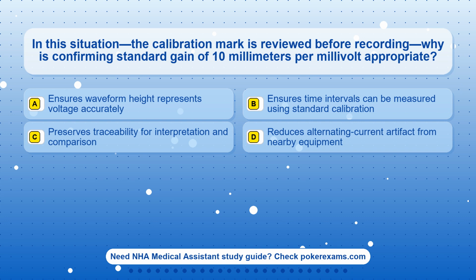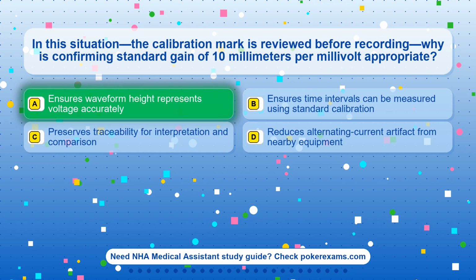Question 19. In this situation, the calibration mark is reviewed before recording. Why is confirming standard gain of 10 mm per millivolt appropriate? Option A. Ensures waveform height represents voltage accurately. Option B. Ensures time intervals can be measured using standard calibration. Option C. Preserves traceability for interpretation and comparison. Option D. Reduces alternating current artifact from nearby equipment.